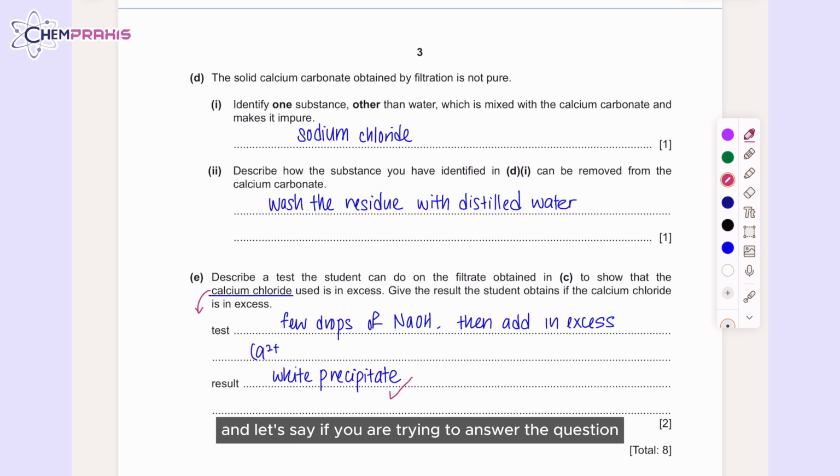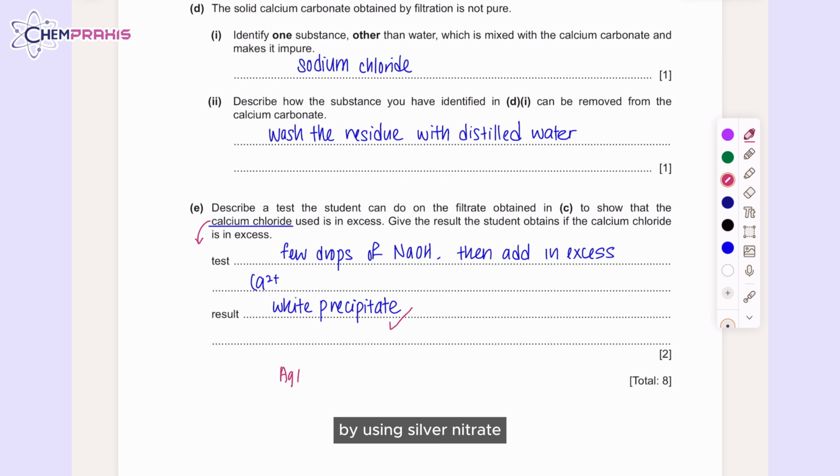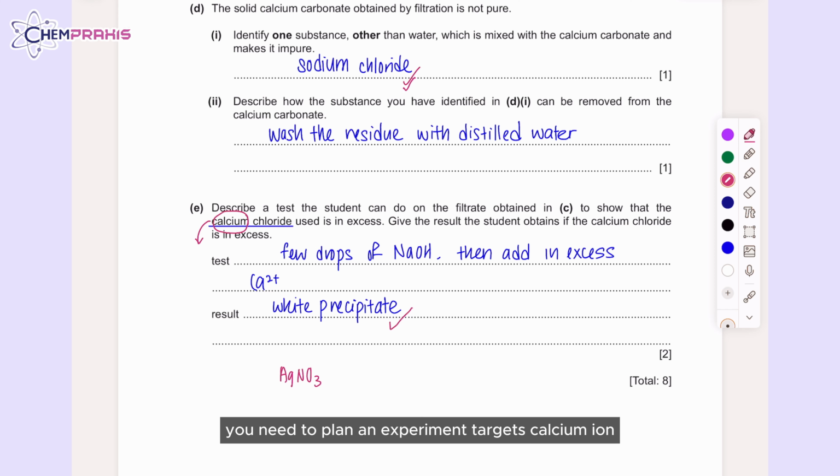And let's say if you are trying to answer the question by using silver nitrate, this is not recommended because the filtrate contains chloride. So if you use silver nitrate, you will get a white precipitate, which will react with the chloride ion in the filtrate as well. But since you want to show that this one contains excess calcium chloride, you need to plan an experiment that targets calcium ion.